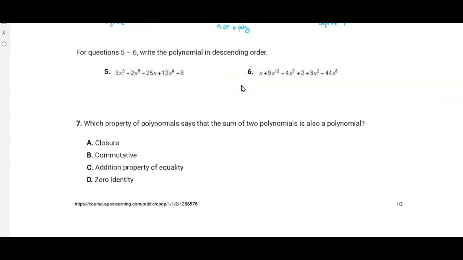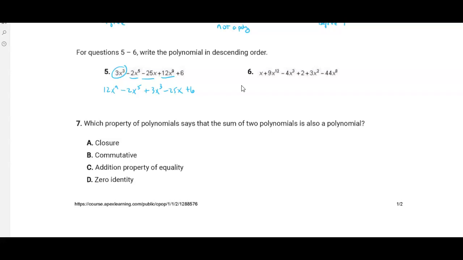So the next one, I want you to pause the video and try it. And when we look at it, if we write it in descending order, I'm going to have x to the 9th first. So 12x to the 9th. Then my next exponent would be x to the 5th. So minus 2x to the 5th. Plus 3x to the 3rd. Minus 25x. Plus 6. Remember, if it's positive, we add it. If it's negative, we subtract it.